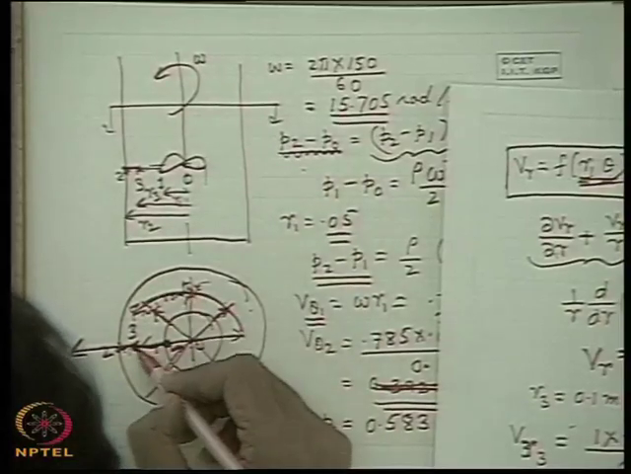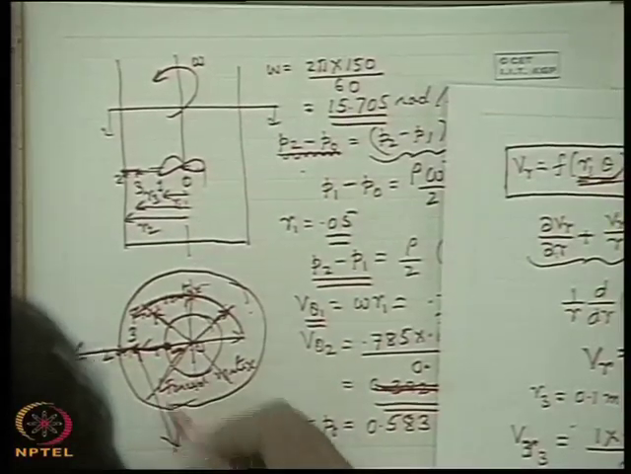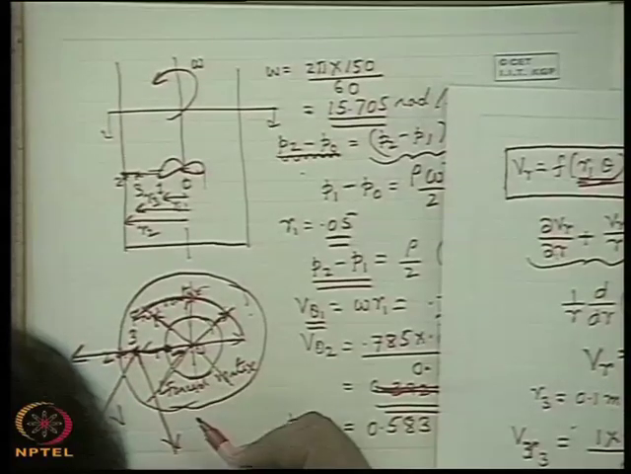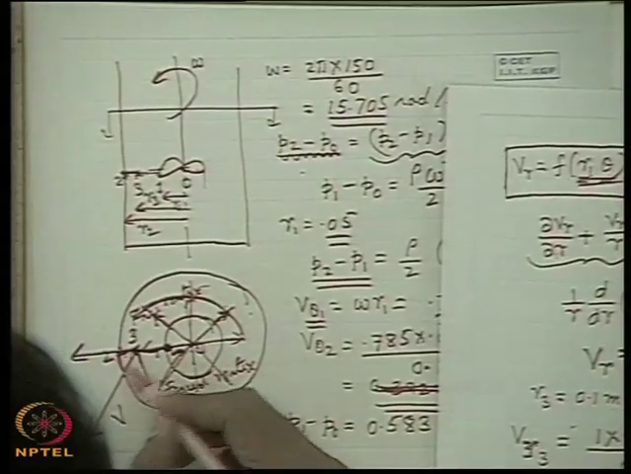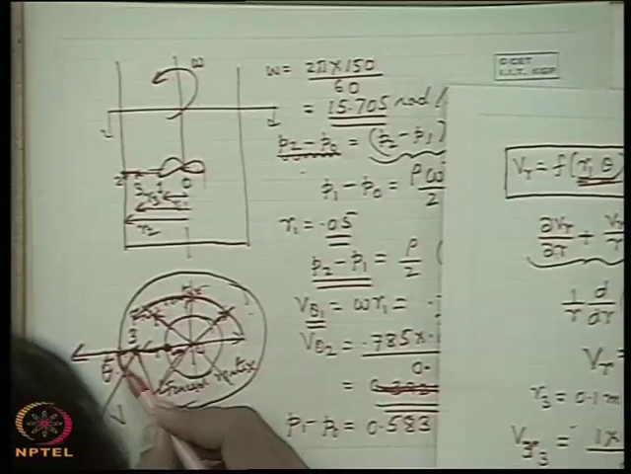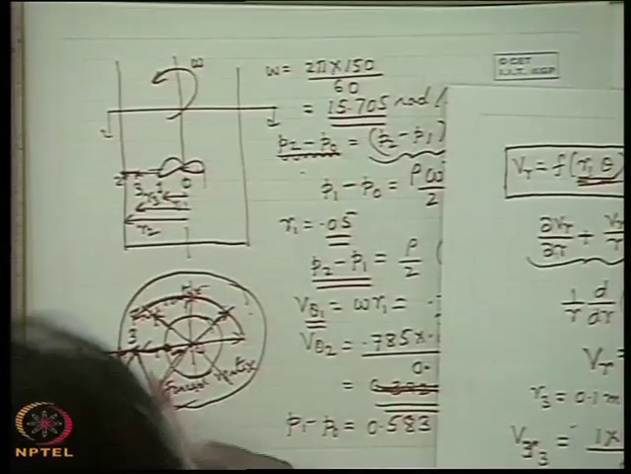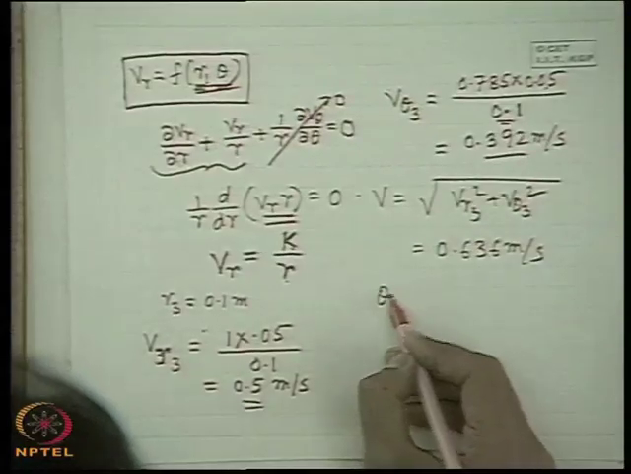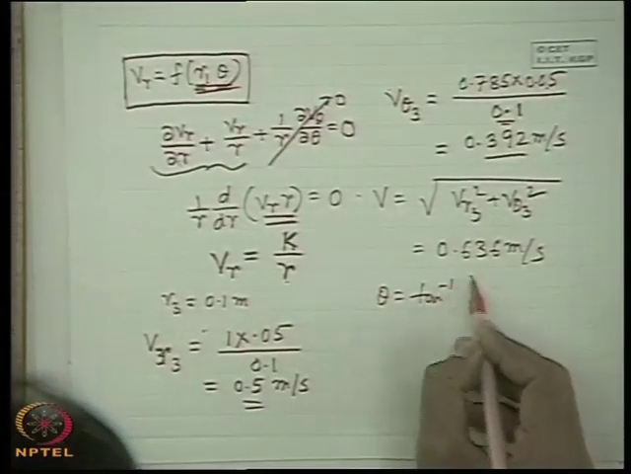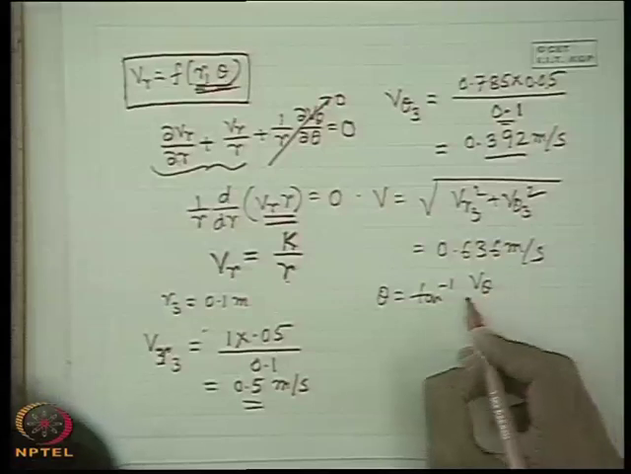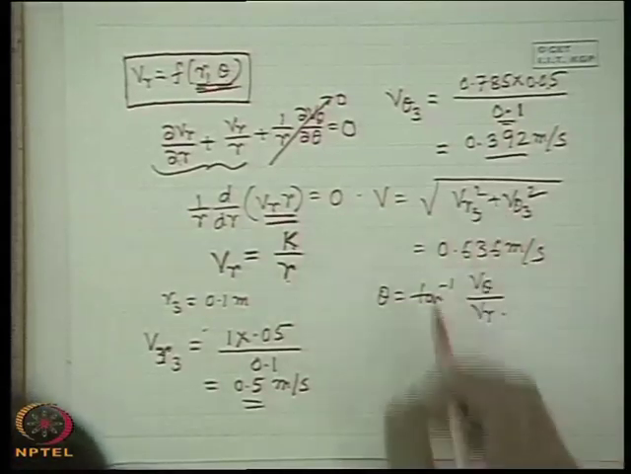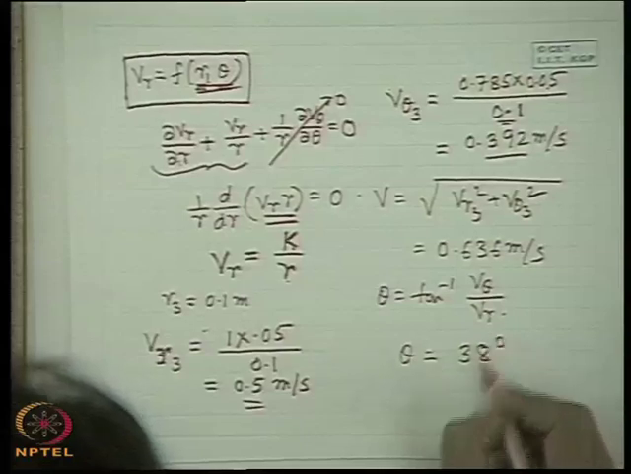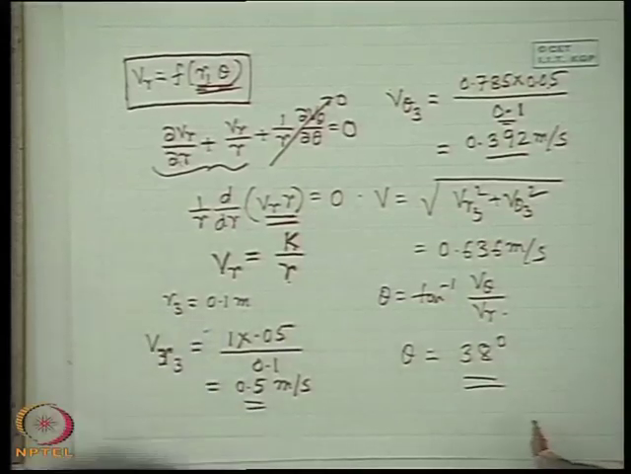This is the direction, so that means this is the tangential direction that is perpendicular to the radial one. So this is the V. Its inclination with the radial direction, if it is theta, then tan theta will be what? Tan theta will be V theta by VR. So with the radial location, if theta is the angle, then theta is tan inverse of V theta by VR, and you find out theta to be 38 degrees.